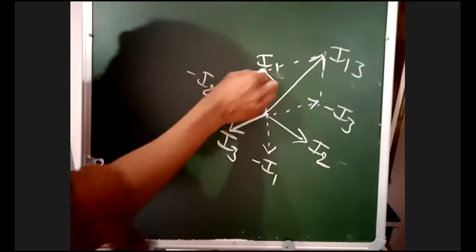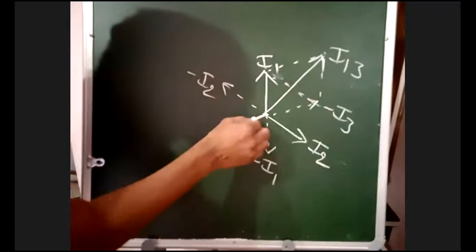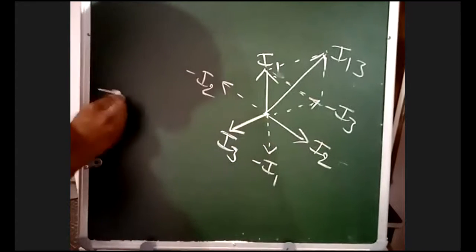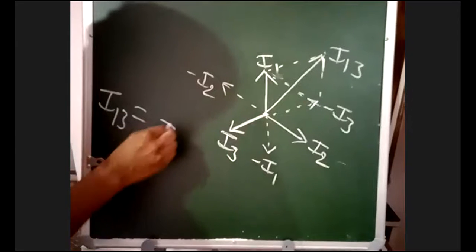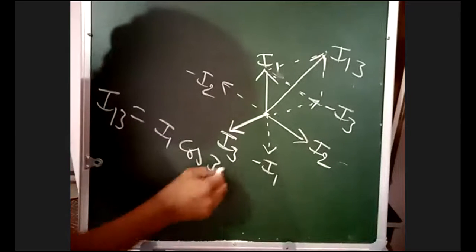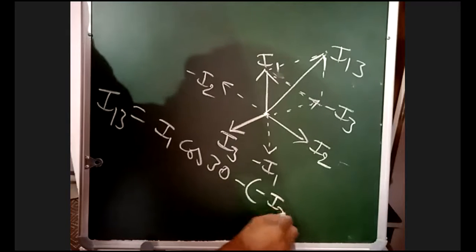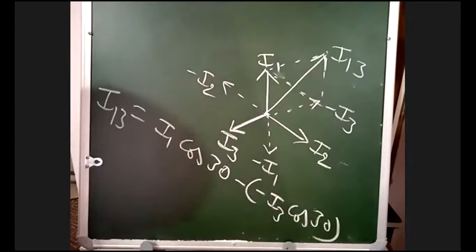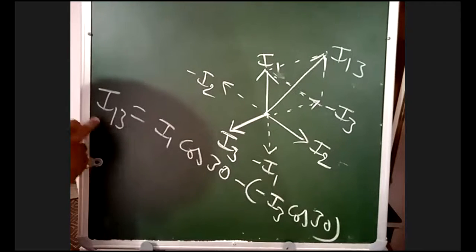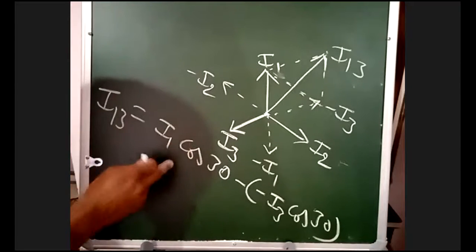And we can derive the relation. Drop a perpendicular. I13 is equal to, this value is I1 cos 30, and this value is minus of minus I3 cos 30. Already I have derived this for V13: V13 is equal to V1 cos 30, the relation between line and phase voltage.